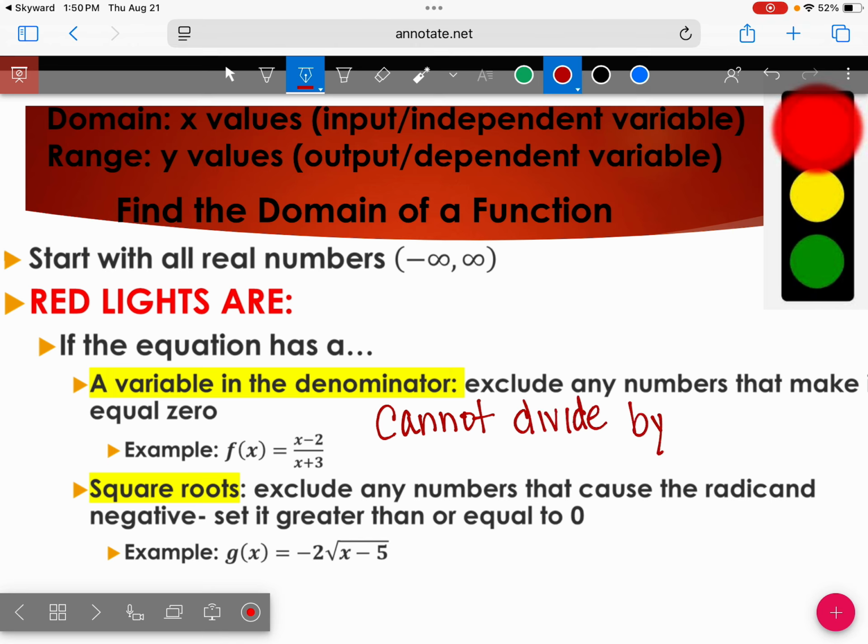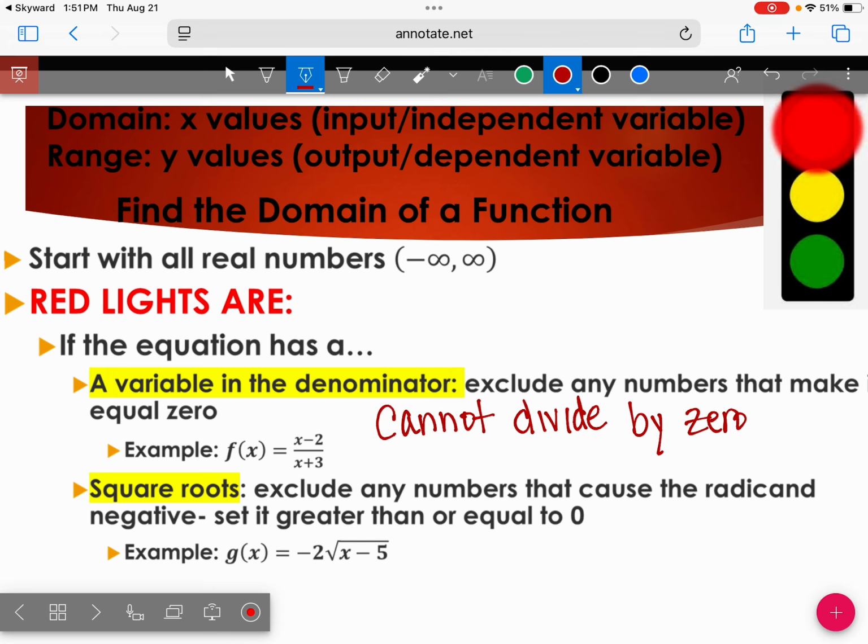If you don't believe me, ask your calculator. Pick any number and try to divide it by 0. Because of that, we can't have a 0 downstairs. Anytime your calculator gives you an error, it's a red light. Now you can take 0 and divide it by a number. If you take 0 divided by 5, your calculator will say 0. But if you put 5 divided by 0, you get an error. That's why it is a red light.